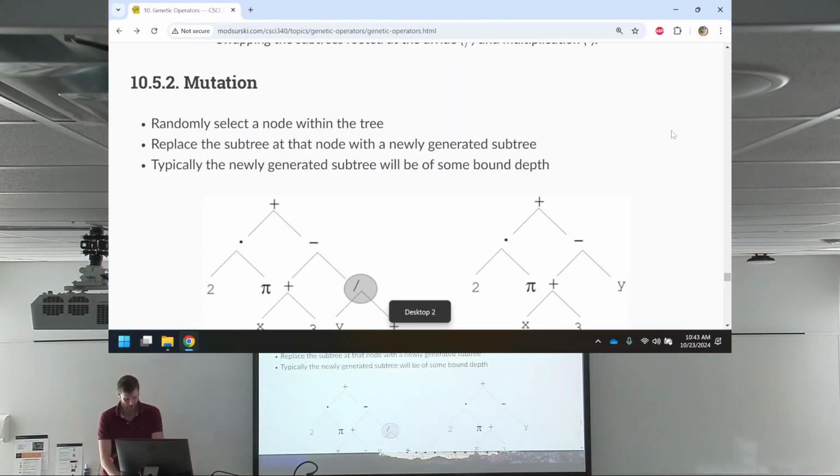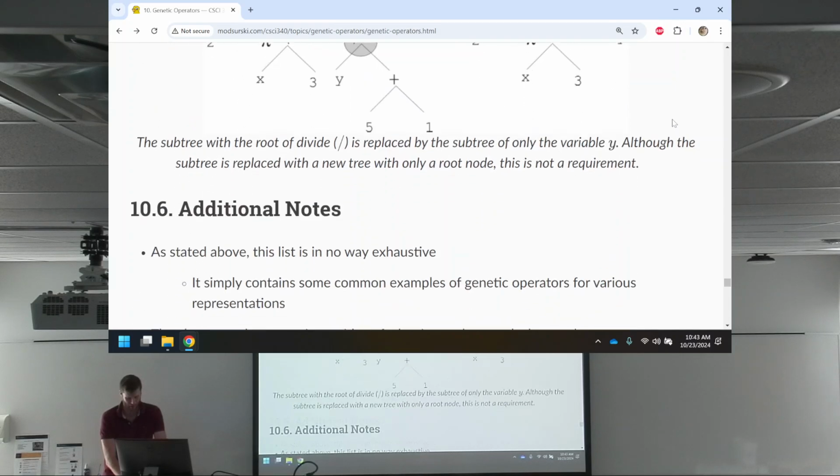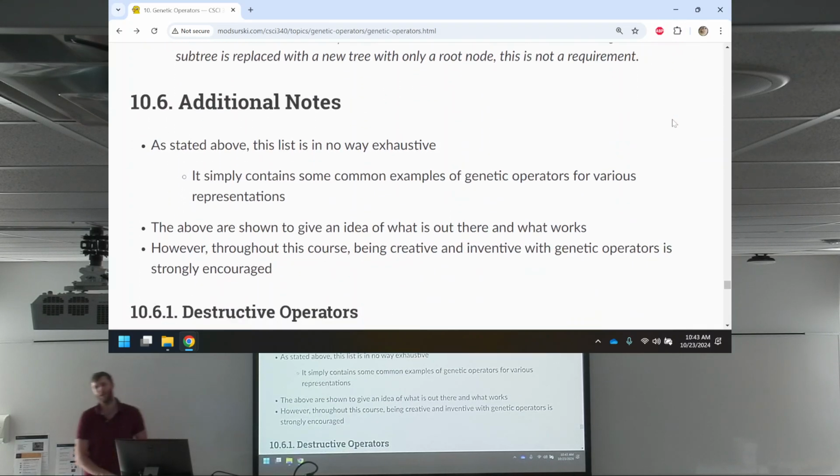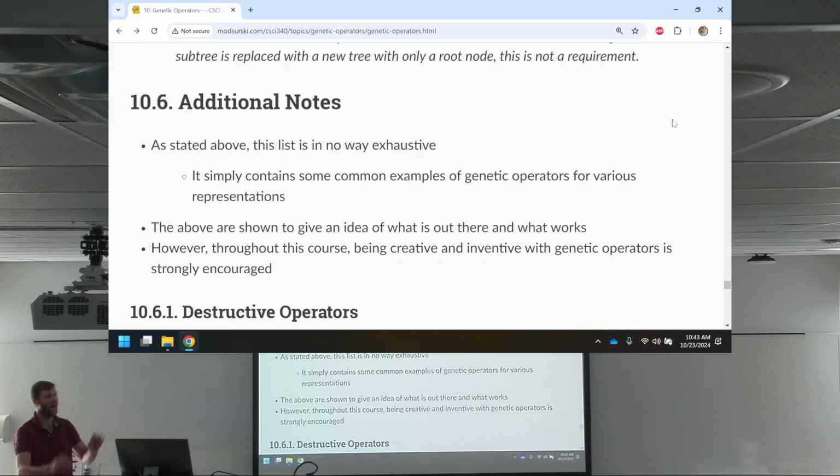All right, mutation. By the way, and genetic programming, which again, we're about to get to, I love genetic programming. I think it's so cool. I think it's so fun. It's effectively using evolutionary algorithms to evolve programs. It's pretty cool.